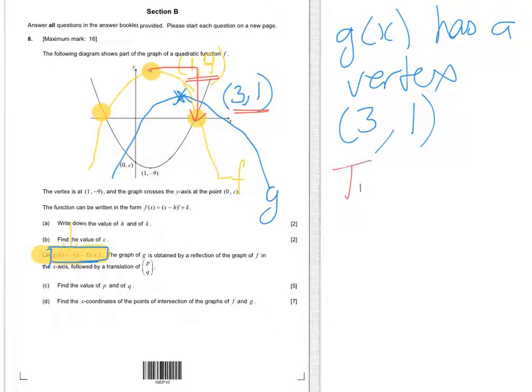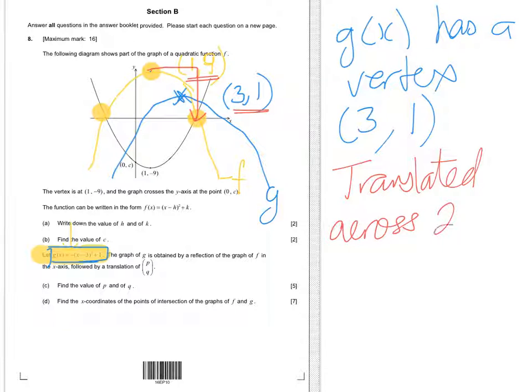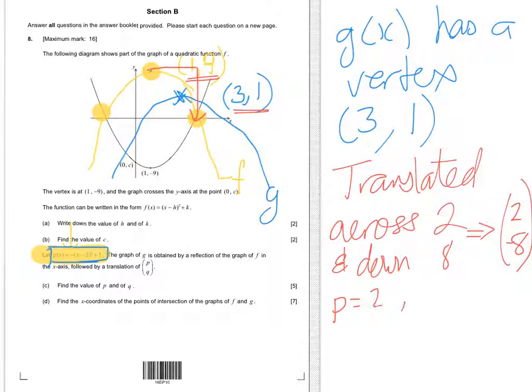It's been translated across 2 and down 8, which means our vector is given as 2, negative 8, or I can explicitly write P is 2, Q is negative 8. And that's part C done.